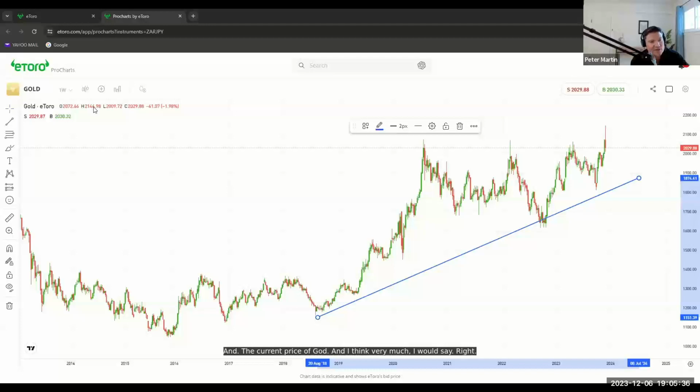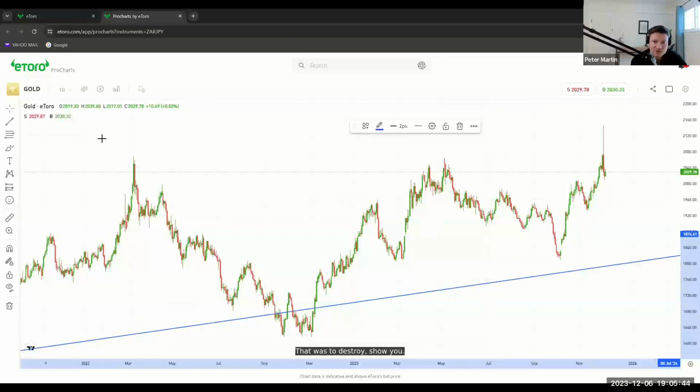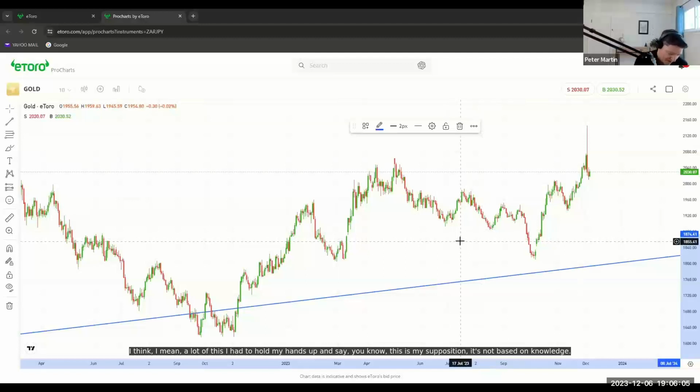I'm going to move it to a bit shorter time frame because that's really, really long that we're looking at. That was just to show you how it moved over the period of years. I think a lot of this, I have to hold my hands up and say, is my supposition. It's not based on knowledge. But if you look at what it's been doing technically, there's, I would say, evidence of safe haven behavior there, just in what we've been seeing of late.